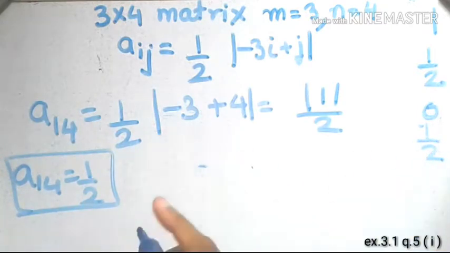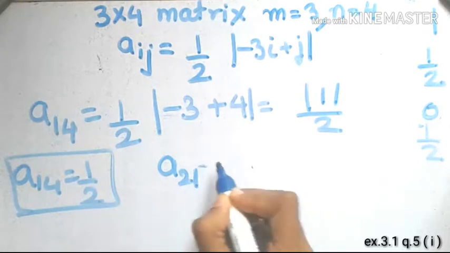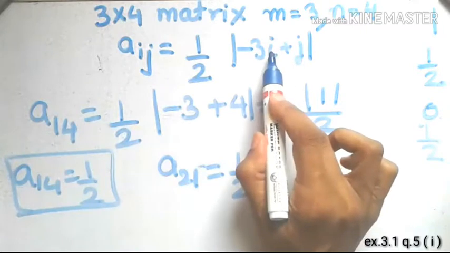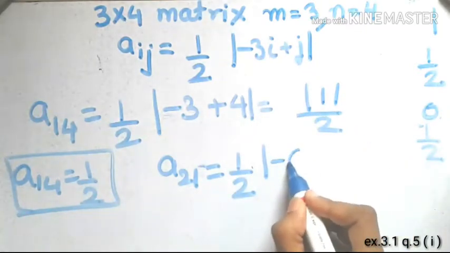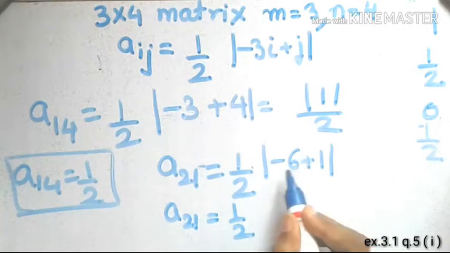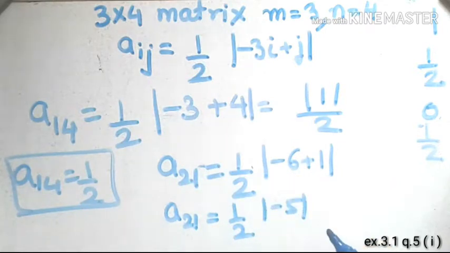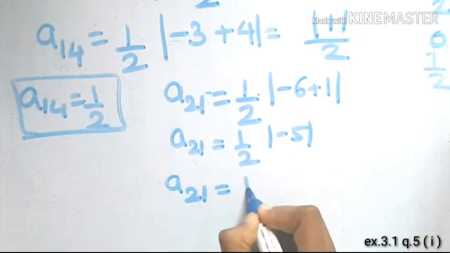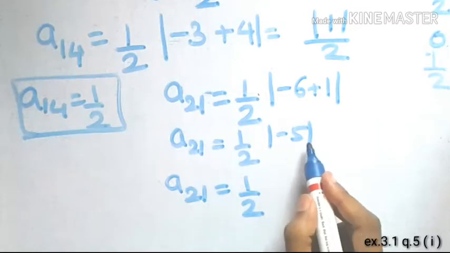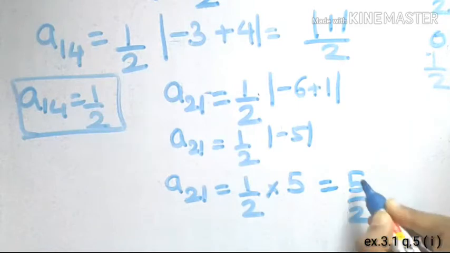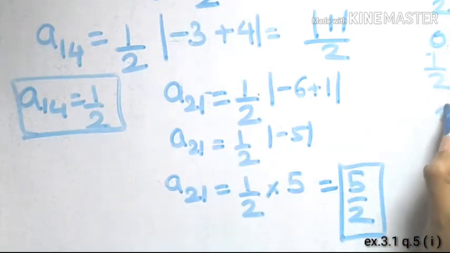The next matrix element is going to be A21. So half into modulus of minus 3 into I, which is going to be 2. So 3 into 2 is 6. Minus 6 plus J is 1. So my A21 is going to be half into modulus of minus 5. So again, the output of a modulus function is positive. So mod of minus 5 is going to be plus 5. So my answer is going to be 5 by 2. A21 is 5 by 2.